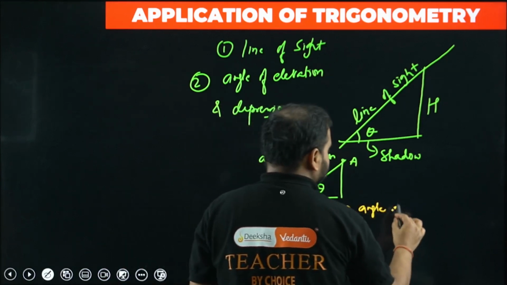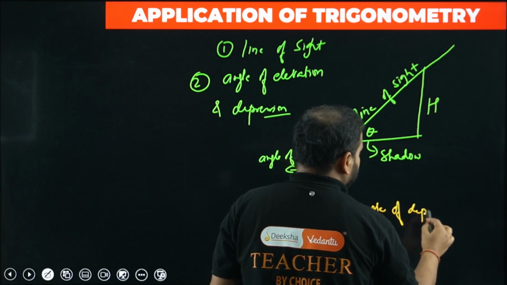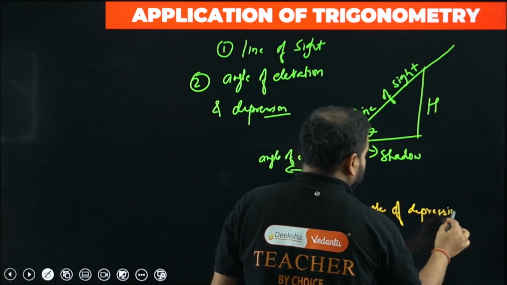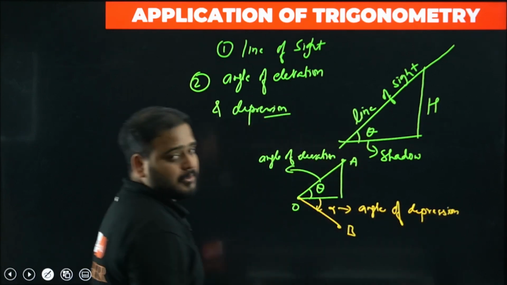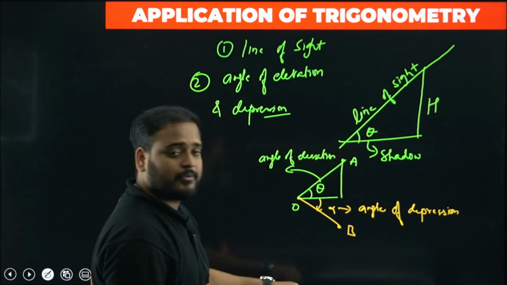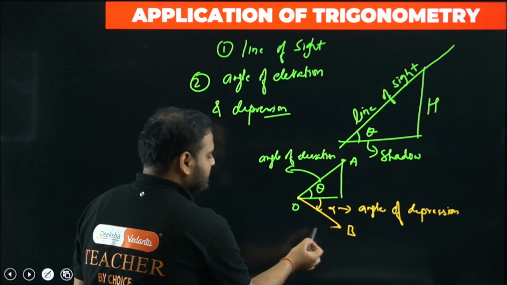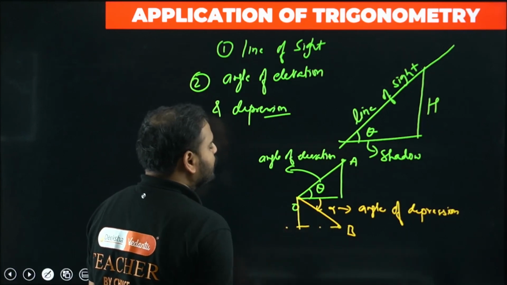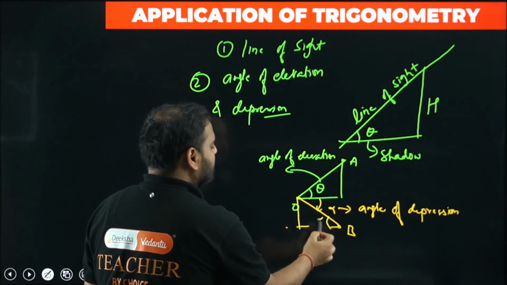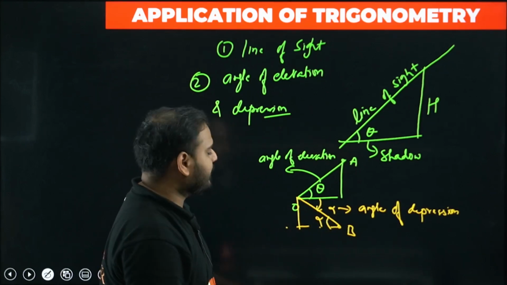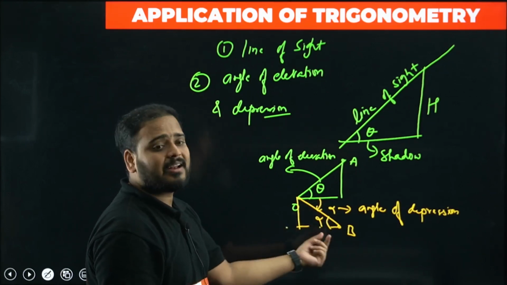Angle of depression. Angle of depression. Got it? Again, you can get this triangle now. This height will be known to you. This angle will make what? Alternate interior angle pair. So you can take that alternate interior angle and get this alpha.